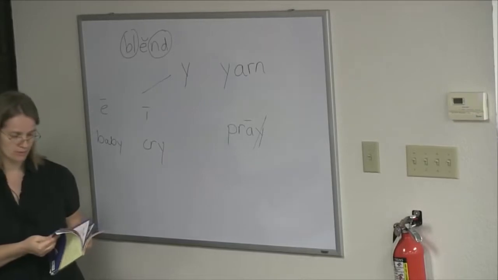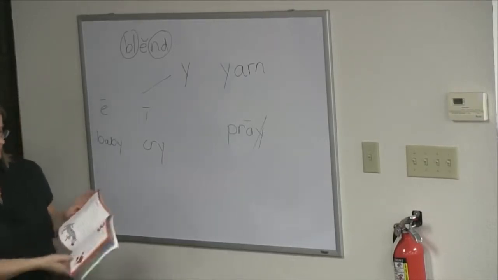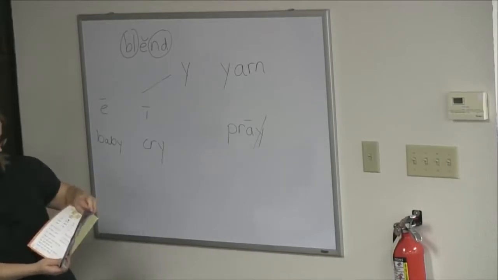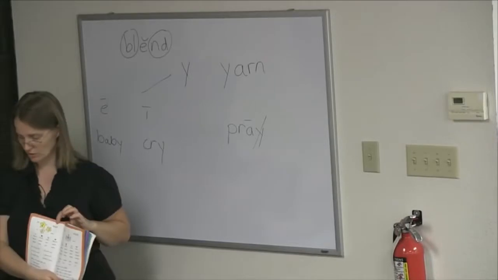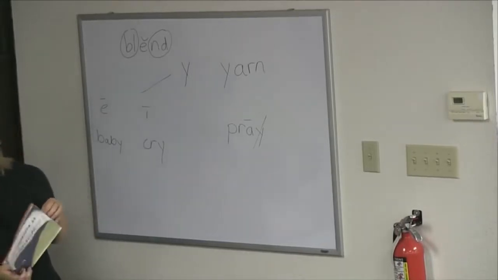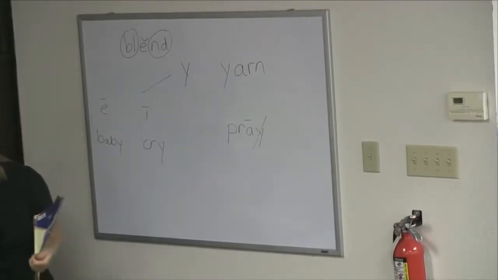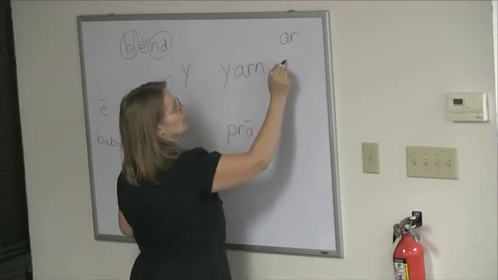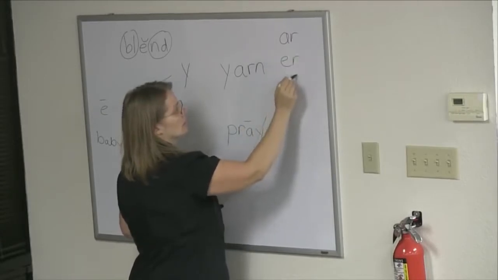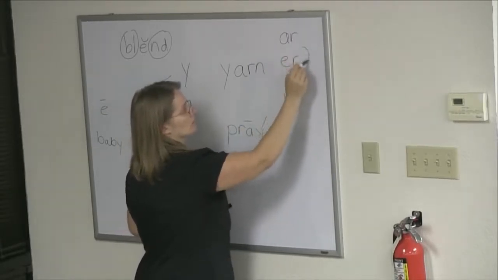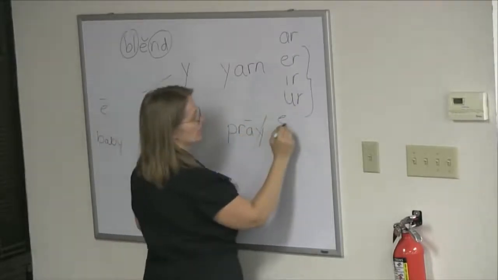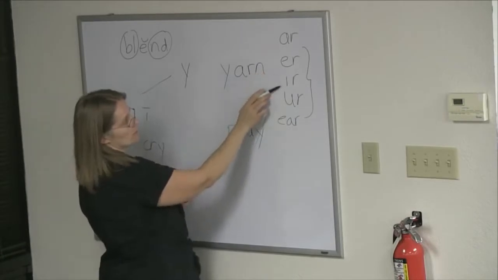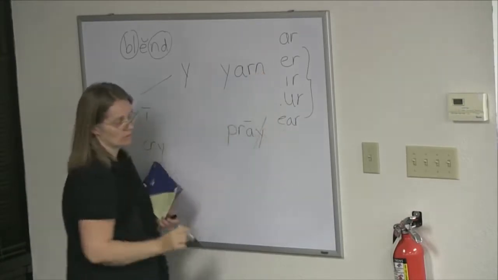What are some other exceptions it has? Then we have another common one. This is the R in stars. And that ties in well with what are called the R-controlled vowels. All of these say the R sound, like in verse, in bird, in nurse, in earth.